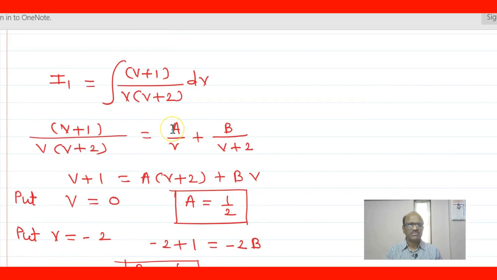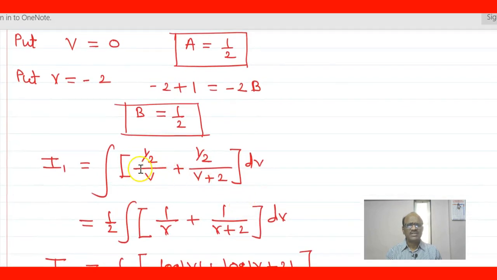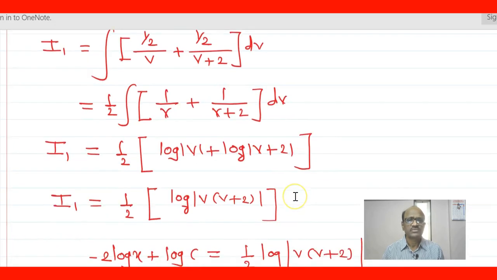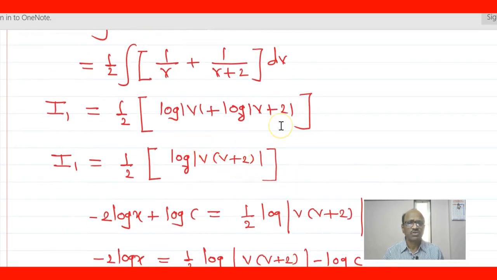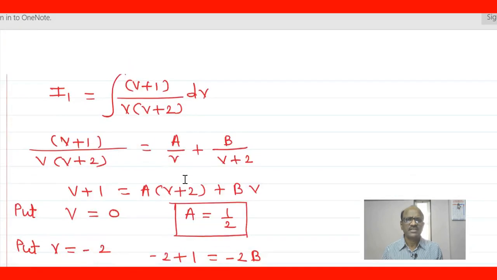Now here substitute the values. What is the value of a? a is 1 upon 2 here, and b is again 1 upon 2. Now integrate. Take 1 upon 2 as common, then you get the integral in bracket 1 upon v plus 1 upon v plus 2 dv. Now what is the integral of 1 upon v? That is log of mod of v plus log of mod of v plus 2. Now there is the addition of these two logs, that is a multiplication, then you will get log of mod of v in bracket v plus 2. Now next simplification.